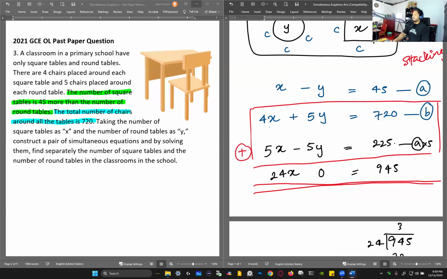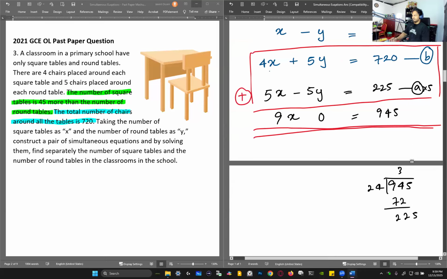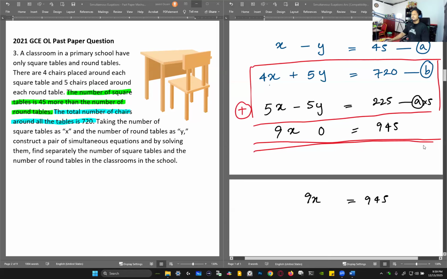X multiplied by 5 is 5x, so not 24x, 9x. Now it's brilliant. Now it's easy. 9x, not 24x. 9x equals 945. No one pointed that out, by the way. Aren't you guys writing? No one pointed this out, though. Don't worry, okay? I make mistakes, but I'll correct them.